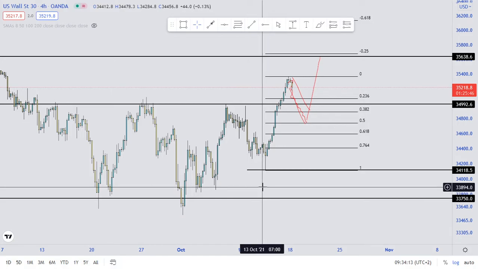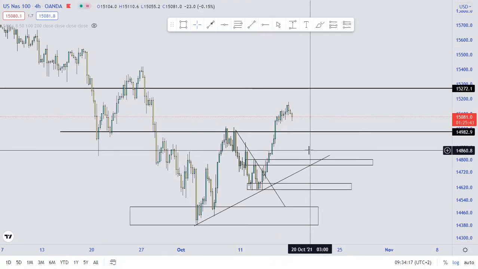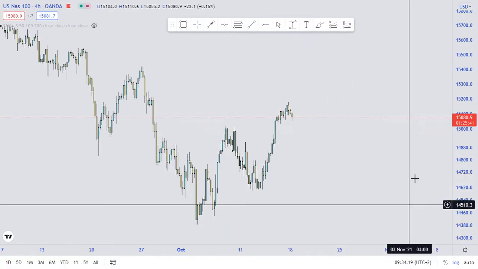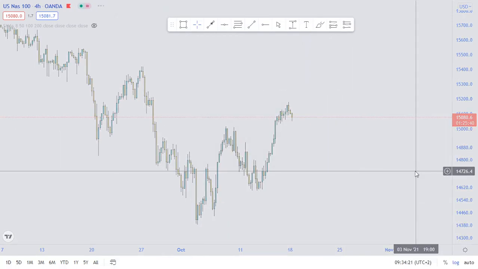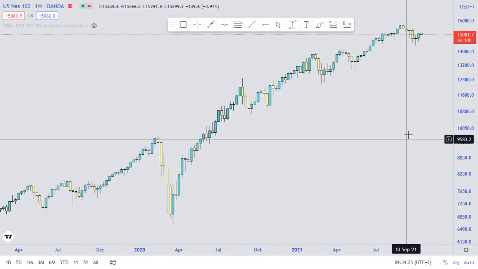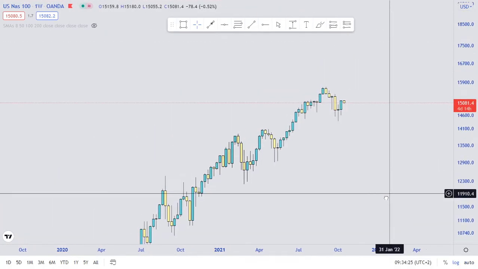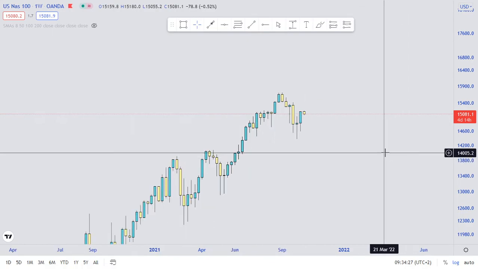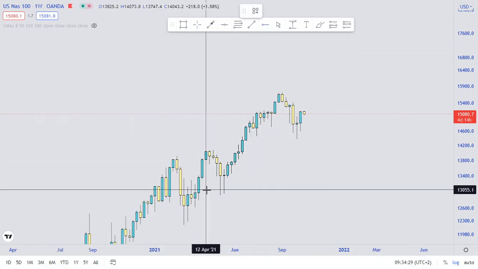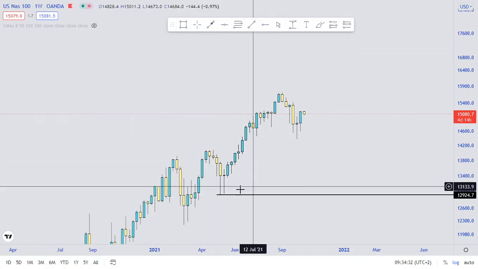So let's jump into NAS100. Okay, so let me just clean it. Let's start off on my weekly time frame. So what we can see on our weekly time frame right now here on NAS100 is that we are still very bullish, right? This is our low point structure area, right? This was our low point structure.